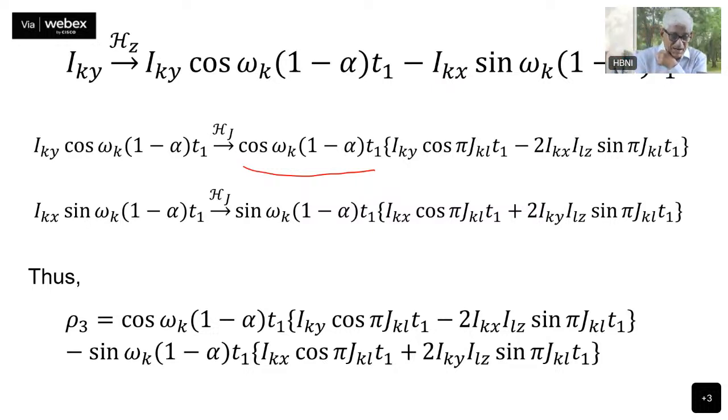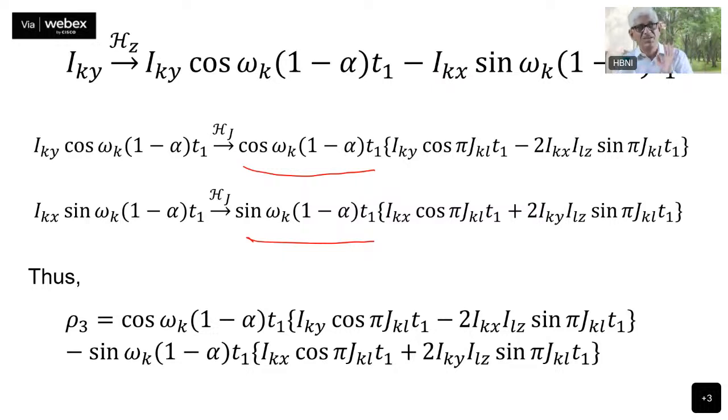And the second term, IKX sine omega k (1 minus alpha) times T1, under the coupling Hamiltonian will be IKX cosine pi jkl T1 plus 2 IKY ILZ sine pi jkl T1. Thus, rho 3 is now cosine omega k (1 minus alpha) times T1 inside bracket IKY cosine pi jkl T1 minus 2 IKX ILZ sine pi jkl T1, and the second term minus sine omega k (1 minus alpha) times T1 inside bracket IKX cosine pi jkl T1 plus 2 IKY ILZ sine pi jkl T1. So it's clear now.